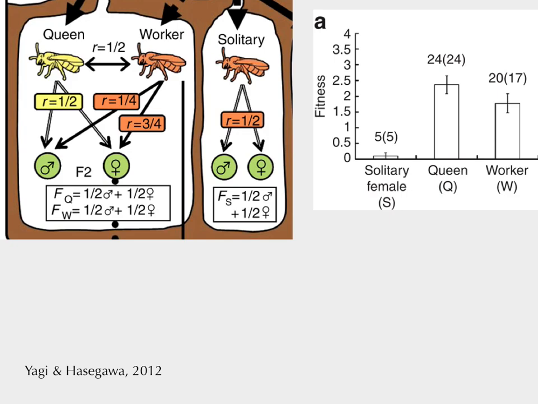Okay, here's a nice study that actually measures inclusive fitness empirically. Here we have these bees, and they can form nests with queens and workers, or solitary nests. They're haplodiploid. What does that mean? They have three sets. So in Hymenoptera in general, males are haploid and females are diploid.